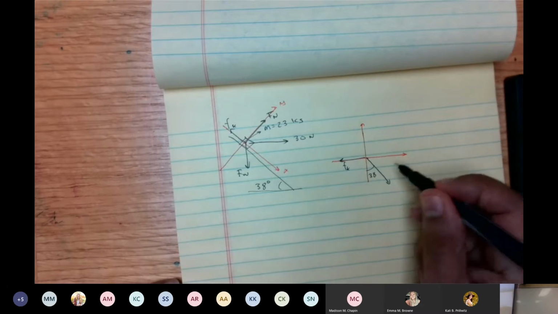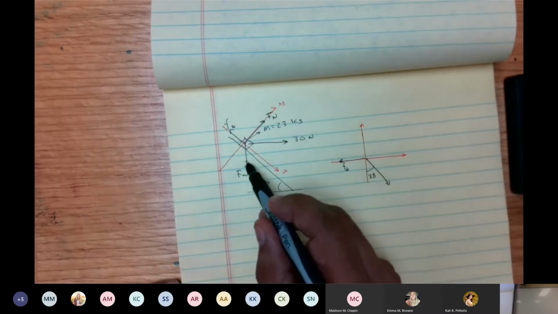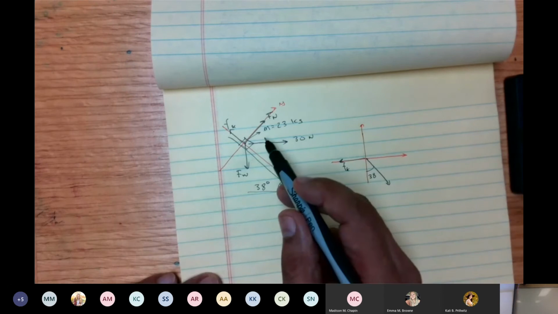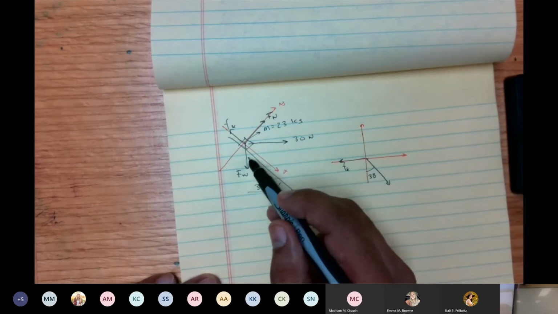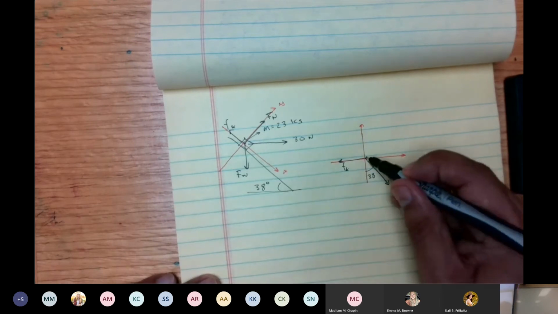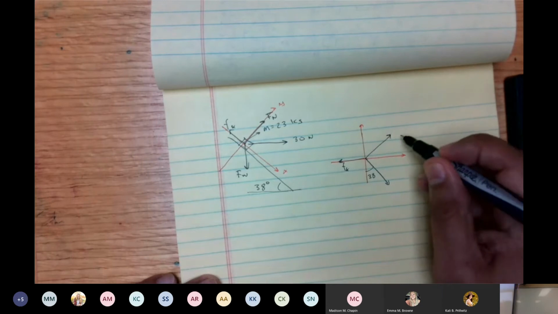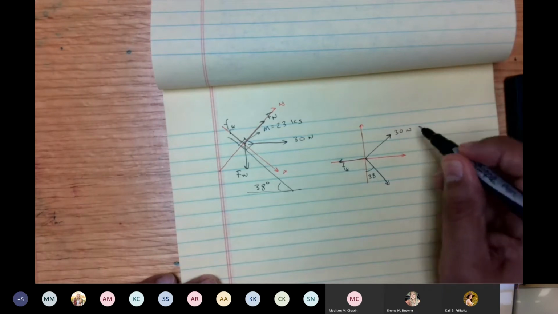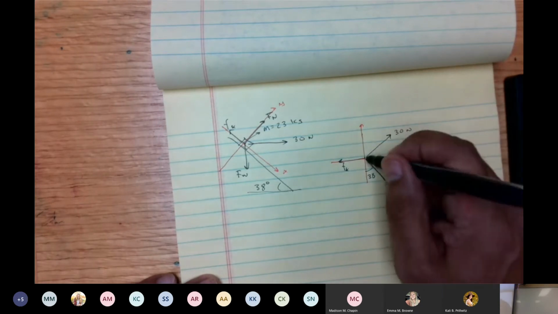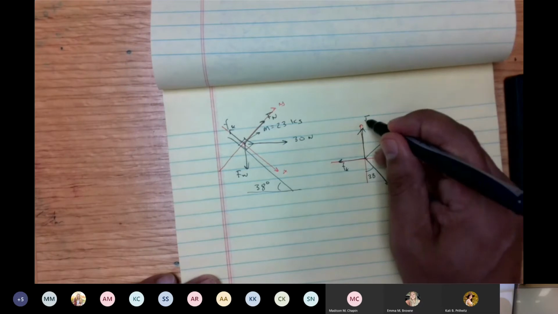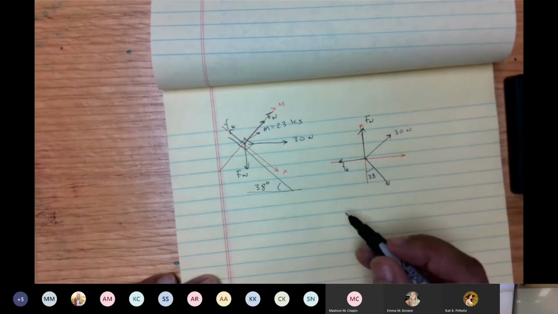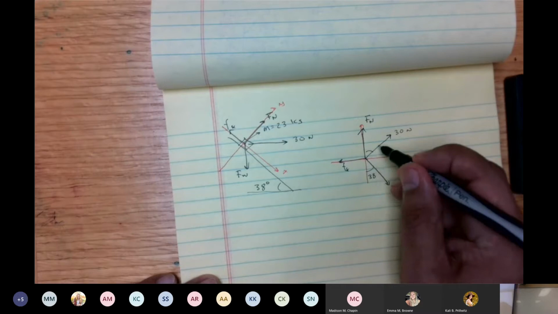Now between the weight and the pull, there's a 90-degree angle. So I'm gonna have here the pull. This is a 30 newton force. I have the normal force along the y-axis, and this one has to be 38, I think.